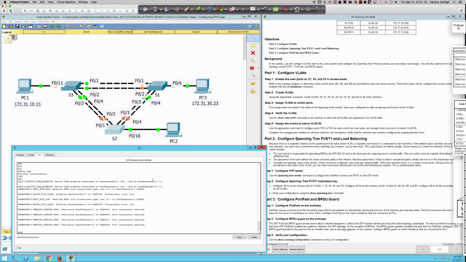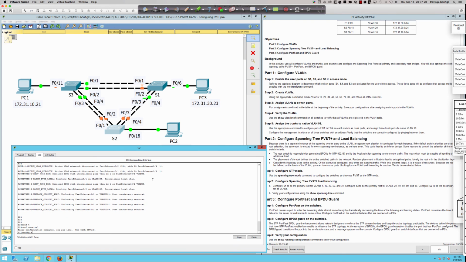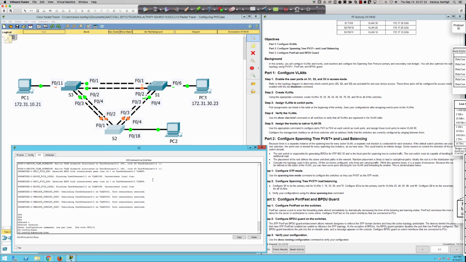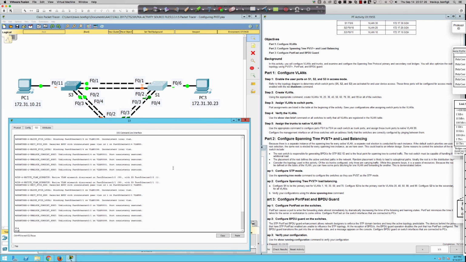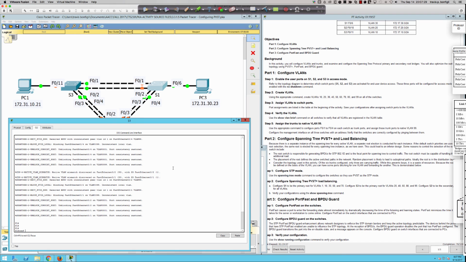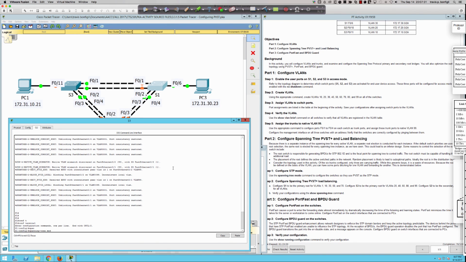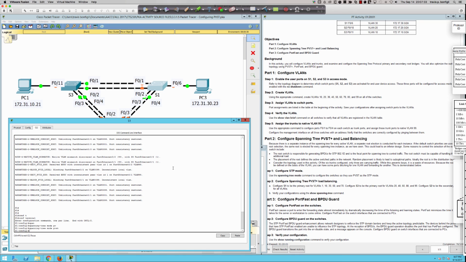So I'm going to come to switch 2. We're going to do the same thing. We're going to type configure terminal to get into global config, spanning-tree mode PVST. And then on switch 1, let's do the same thing. We'll say conf t for configure terminal, spanning-tree mode PVST, right? And that's kind of moving the points along.